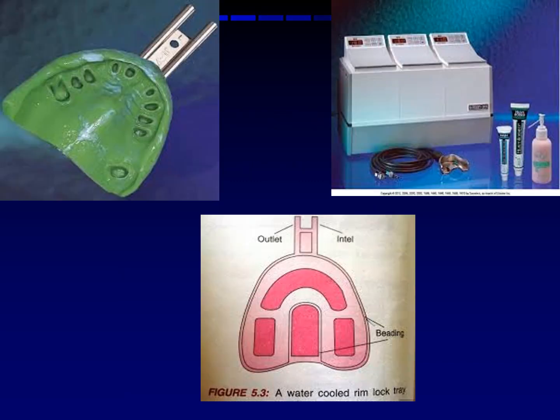For making an agar impression, we need to use a special type of tray, that is a water cooled tray. You can very well appreciate the inlet and outlet. When you pass the cold water through the inlet, that will bring the temperature of the agar to a low level so that the sol becomes gel. Then the water will come out as warm.